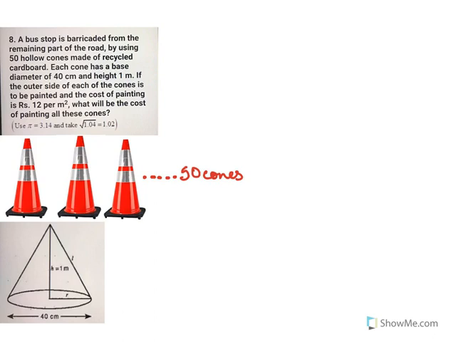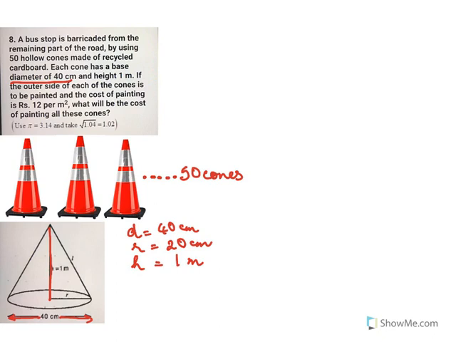Each cone has a base of diameter 40 centimeters, which is given here. So diameter 40 centimeters, radius will be 20 centimeters. Height is 1 meter, so this height here is 1 meter. Note the difference in the unit. Radius is in centimeters, height is in meters.